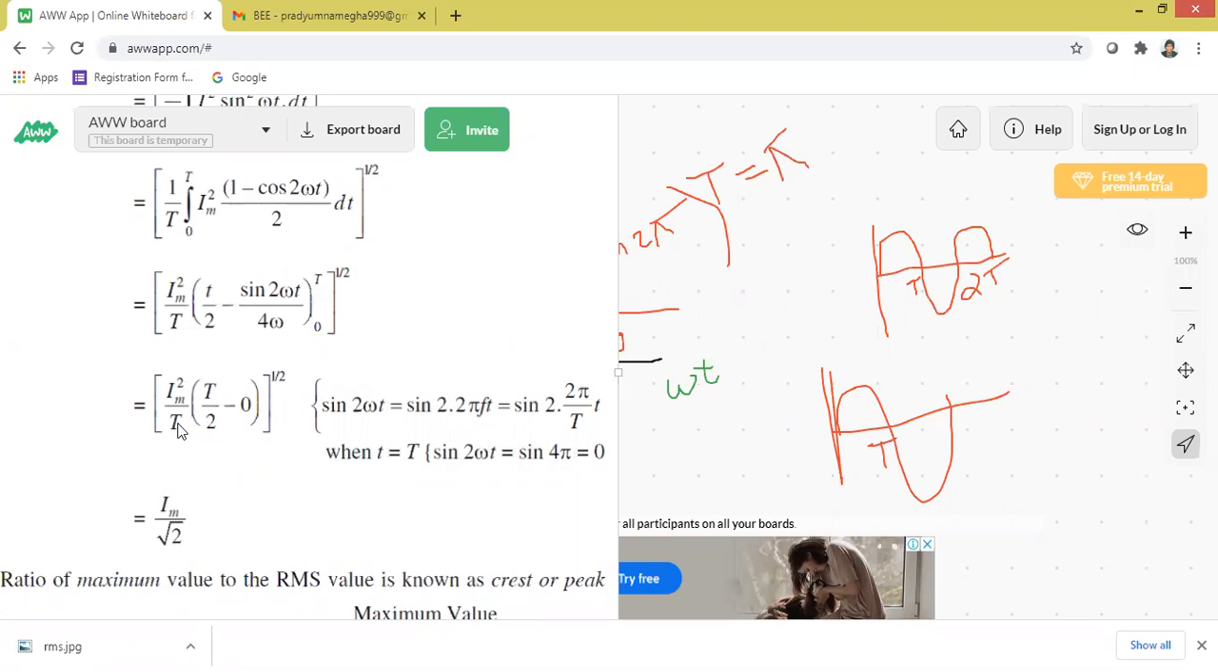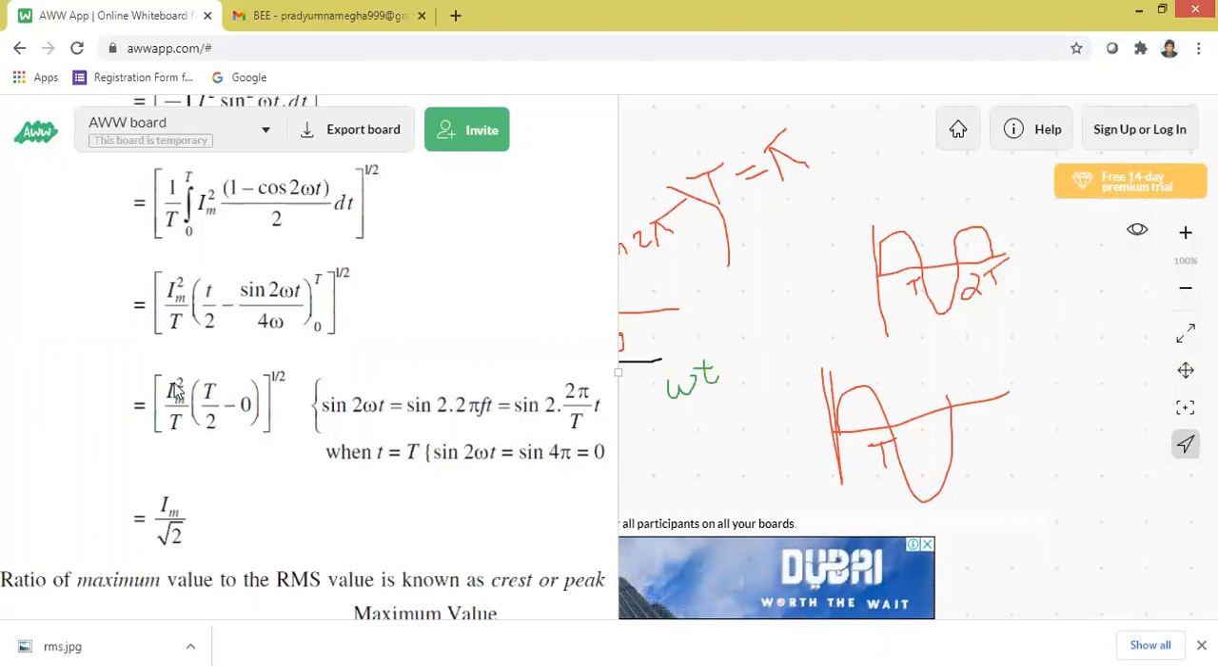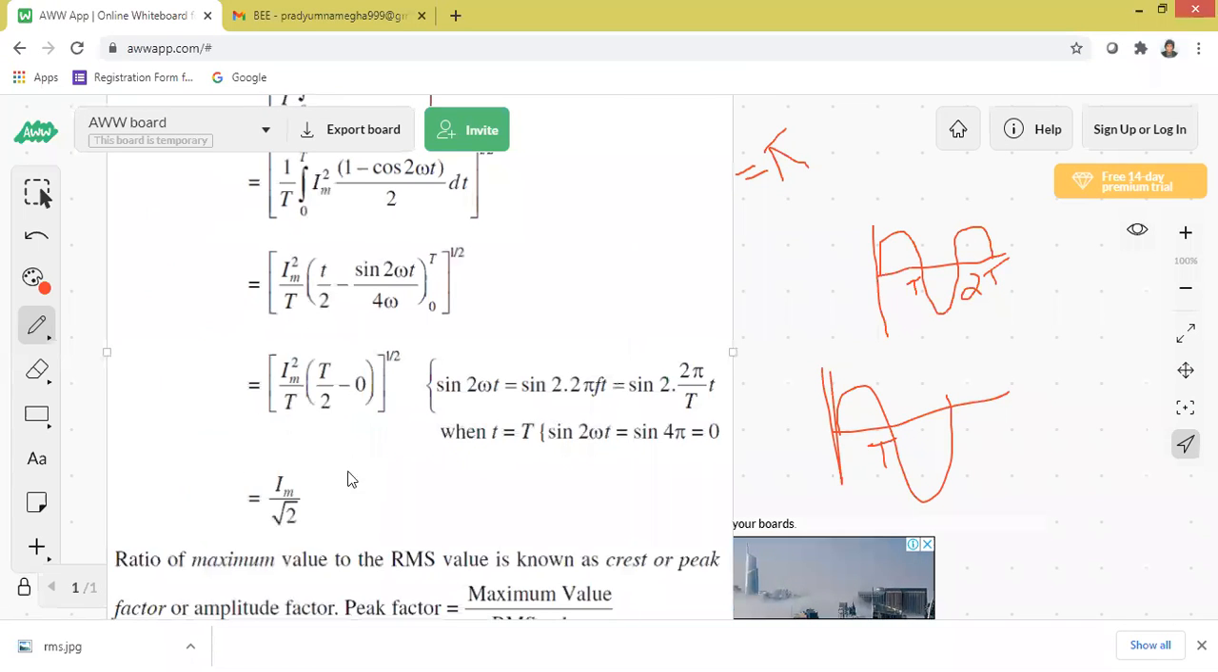Okay. Now, what is the expression? T gets cancelled. Yes or no? T and T get cancelled. Yes. We are left over with I square m by 2 under the square root. So I am applying the square root now. What's going to happen? Im divided by 2 is under the square root. So Im by root 2. What is the overall expression we are getting? Im by root 2. Im by root 2.